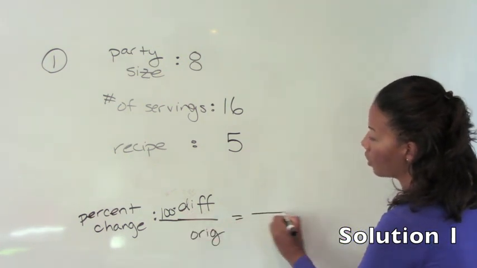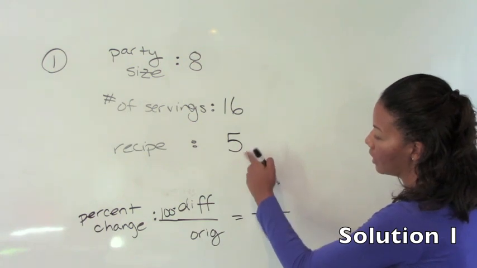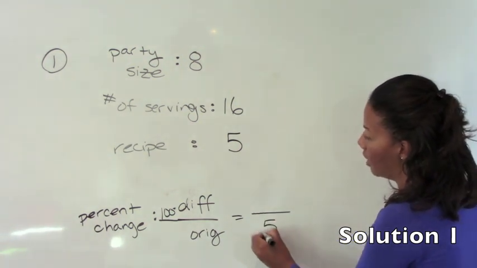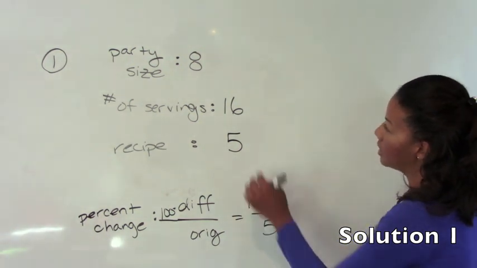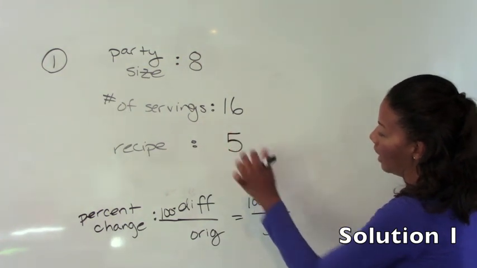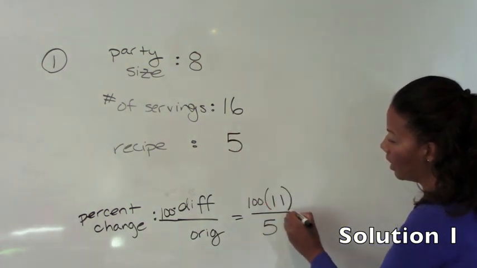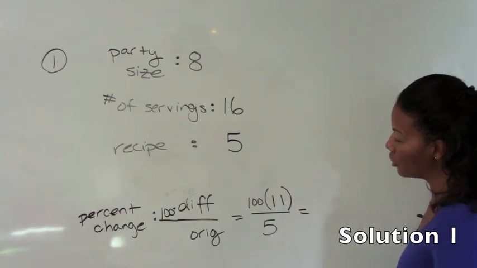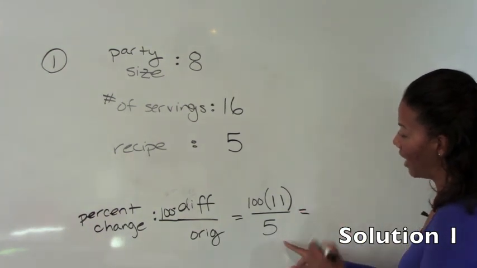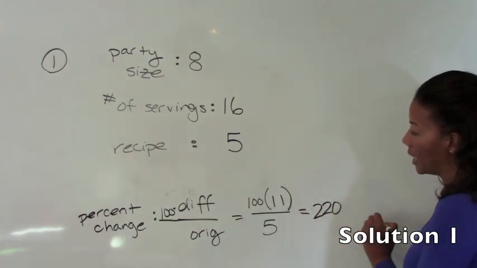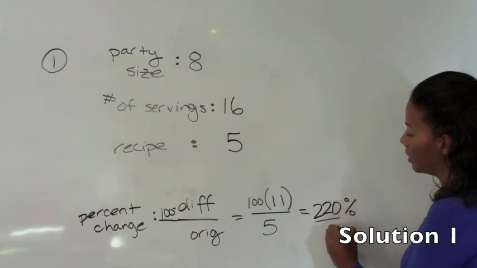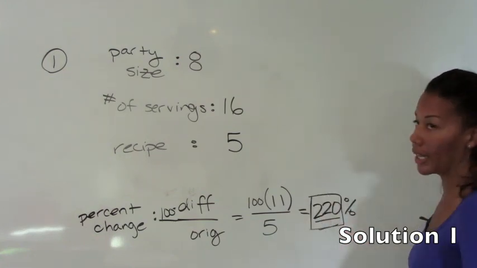So our original or base number is 5, because that's what the recipe makes. And the difference is 16 minus 5, which is 11. And you get 1100 in the numerator divided by 5, which is 220, and that is in percent. So the answer is 220.